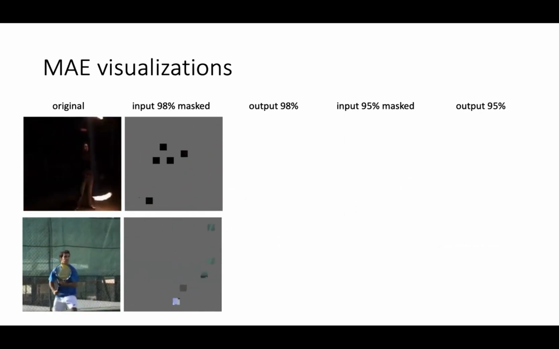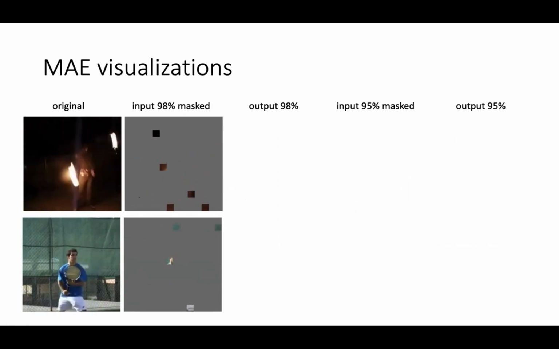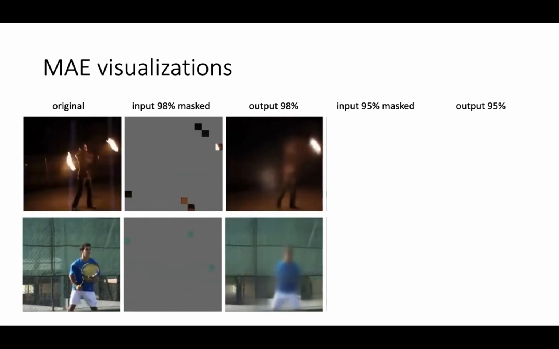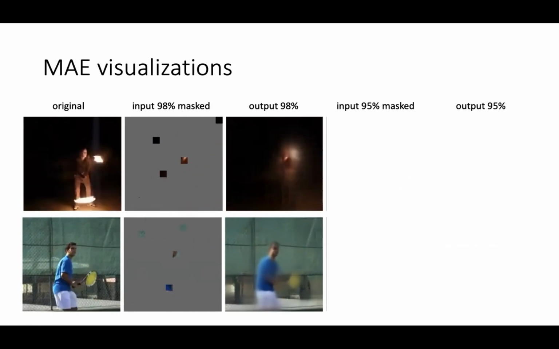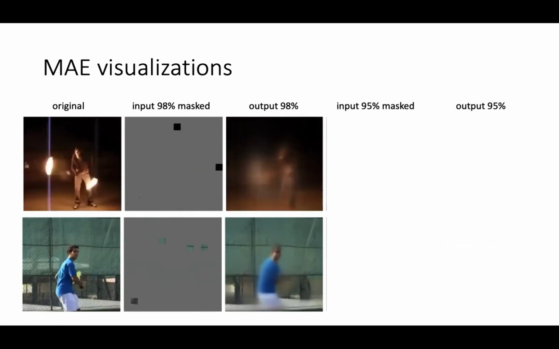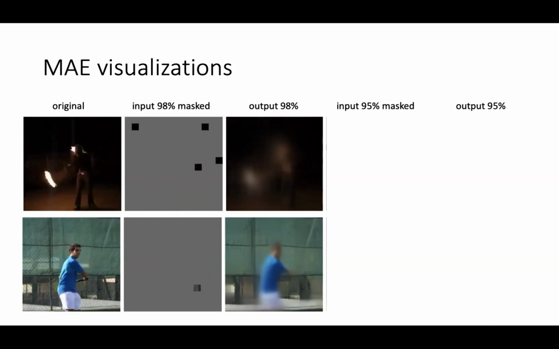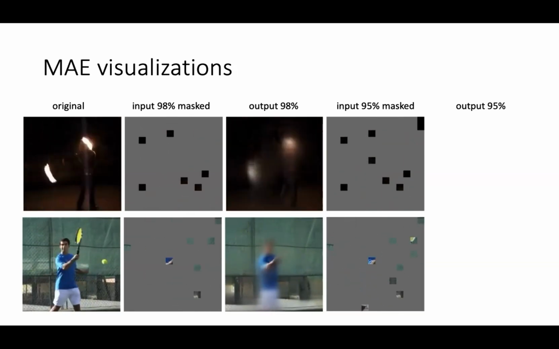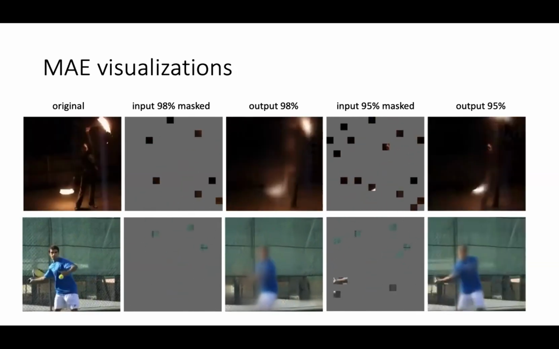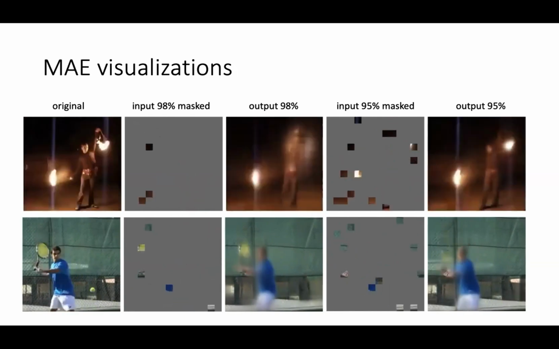So this is when you've masked out 98% of the input. Now, this is what the model actually predicts at the output, which we've just seen these few 2% of the patches at the input. And the same you can also do for a lower masking ratio of 95%. And with just seeing 5% of the input, the model can predict this.